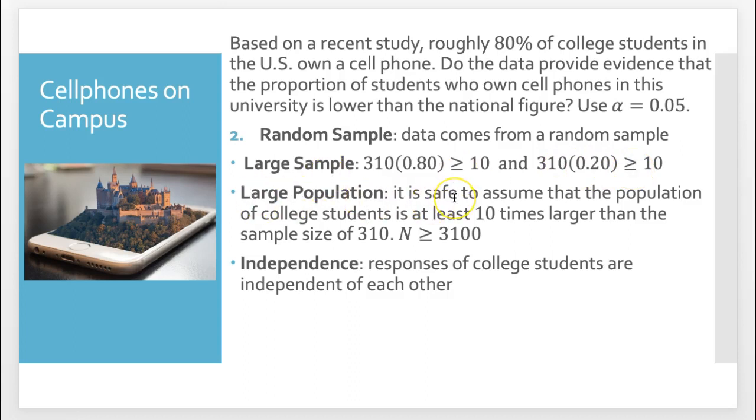Okay. And large population. We're sampling these students without replacement. So we're asking, is it safe to assume that the population of college students is at least 10 times larger than the sample size of 310? Ten times larger is just multiplying by 10. So is it safe to assume that the population size is at least 3,100? I'm going to say this is a larger college, so yes, it's definitely safe to assume that.